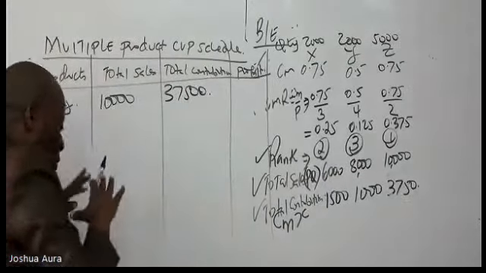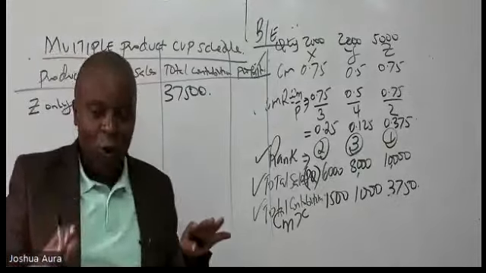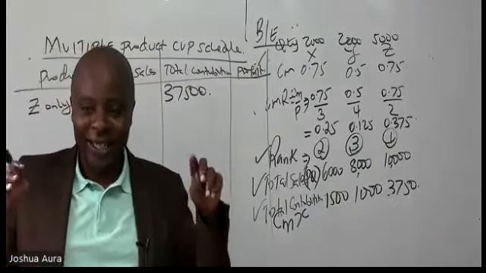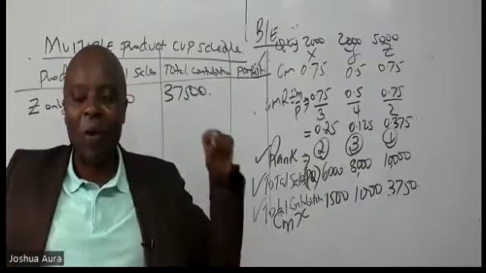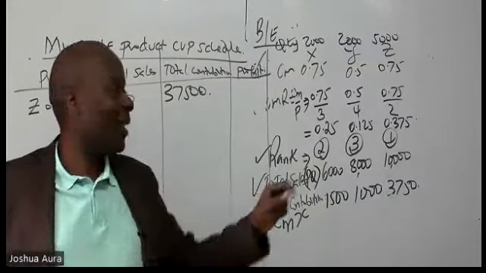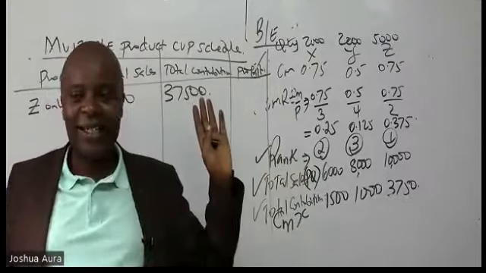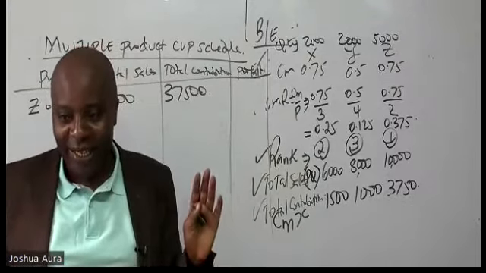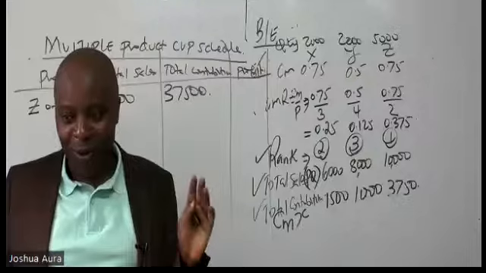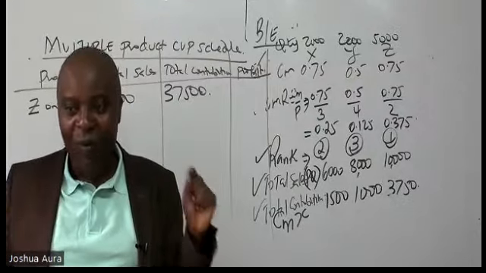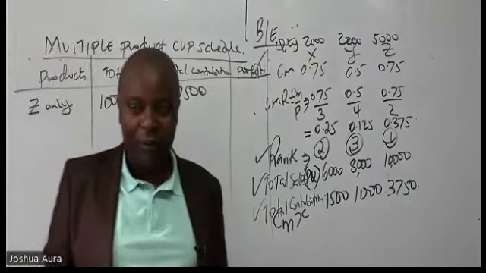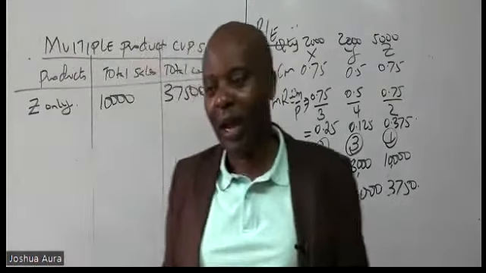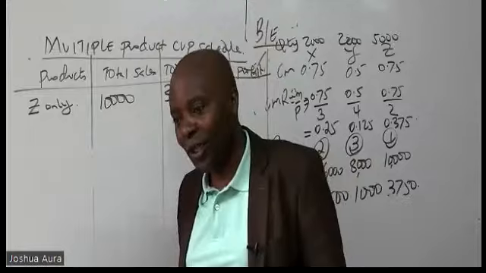Now, if you're going to produce just Z only, who can tell me the profit that I'm going to generate given these metrics here? If you're producing Z only, how much profit shall we post as an organization?